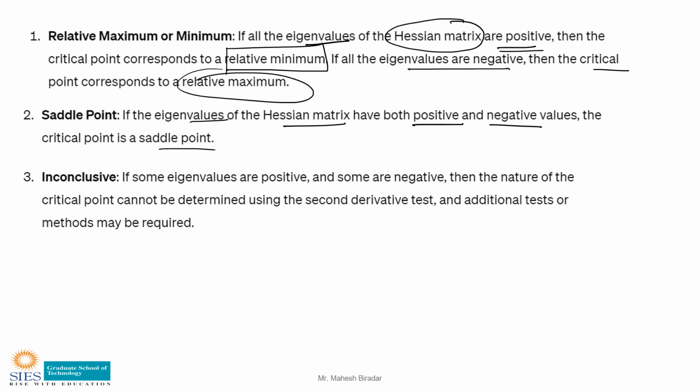So if some eigenvalues are positive and some negative, then the nature of the critical point cannot be determined, whether it is maximum or minimum, using the second derivative test, and additional tests or methods may be required to solve these types of examples.